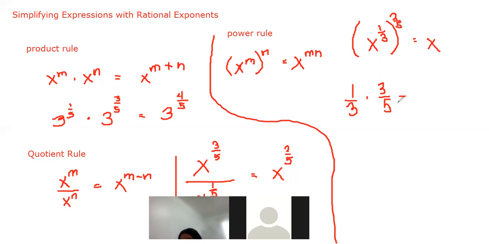Pero multiply pa rin natin. 1 times 3, that is 3. Then 3 times 5, that is 15. Then 3 over 15, that is 1 over 5. Okay? So 3 over 15, 1 over 5. So simply cancel mo ito, matitira si 1, matitira si 5. So 1 over 5 din. So, magiging sagot natin is x raised to 1 over 5. Okay? So, ganun lang kasimple. So, kapag power rule, pag-multiply naman natin. Kapag product rule, ipag-plus natin yung exponent. Kapag power rule, ipag-multiply naman. Naunawaan ba?